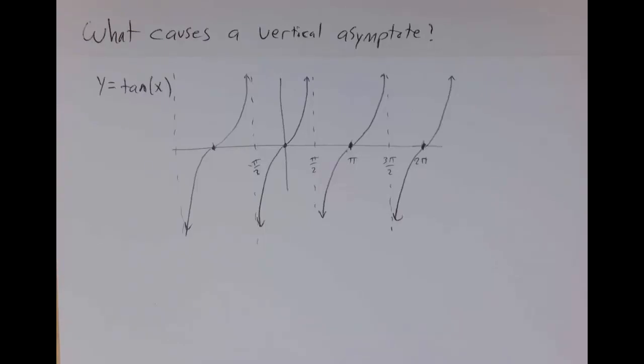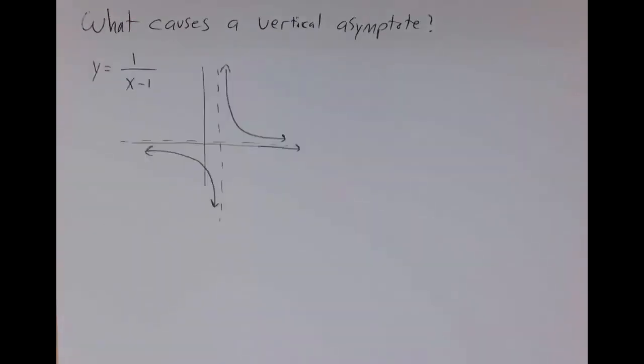Let's think about what causes vertical asymptotes. So this is a graph of y equals tangent x, and you see that there's a vertical asymptote at pi over 2 plus integer multiples of pi. So pi over 2, 3 pi over 2, 5 pi over 2, and so on. Let's answer that question by starting with a simpler model.